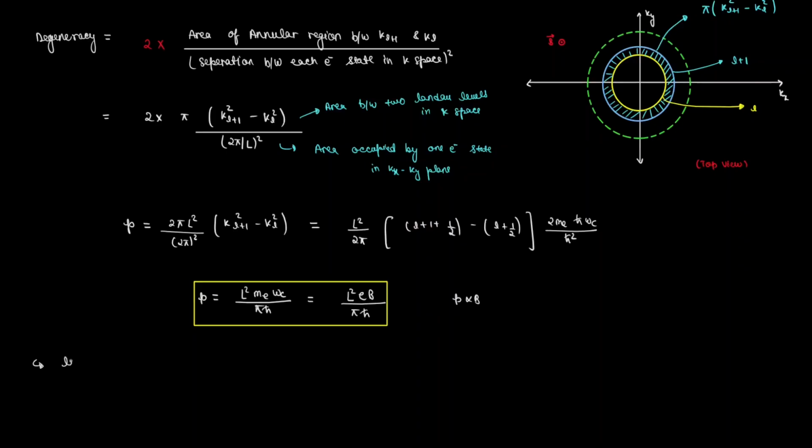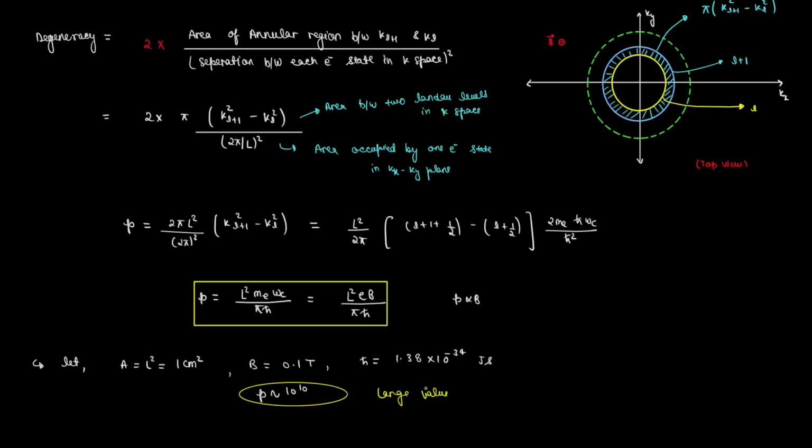Let's put some typical values of area equal to 1 centimeter squared, magnetic field of 0.1 Tesla, and the value of ħ equal to 1.38 × 10^−34 joule second. Then you will see the degeneracy is of the order of 10^10, which is a very large value. So therefore, there are around 10^10 degenerate states per Landau level of electrons in a region of area 1 centimeter squared in the magnetic field of 0.1 Tesla.